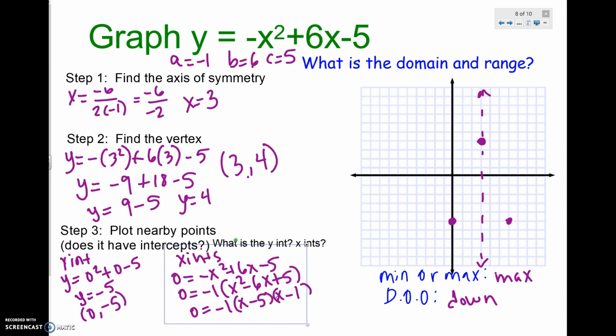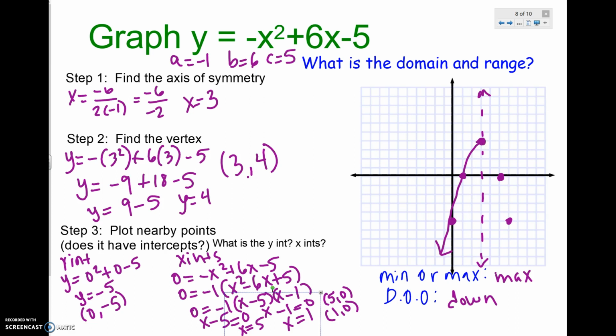Now I can put these both equal to 0. I don't need to worry about this negative 1 because there's no variable on it anyway. So x minus 5 equals 0. X minus 1 equals 0. So x equals 1. And x equals 5. So my two x-intercepts are 5, 0 and 1, 0. You always have to write it as an ordered pair. So we have 1, 0 here and 5, 0 here. And now I have 5 good points to graph this parabola. So much easier when you can find your intercepts.